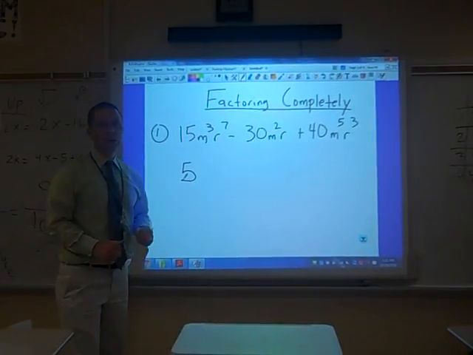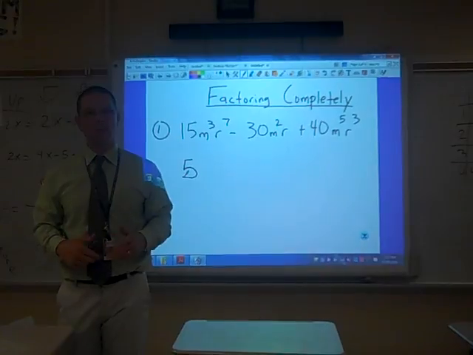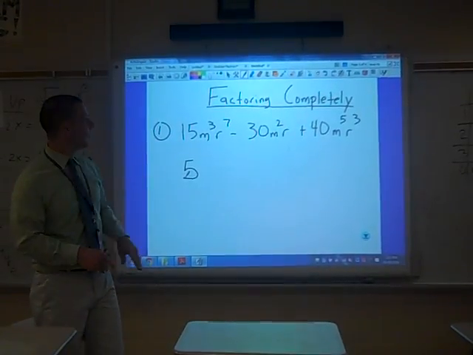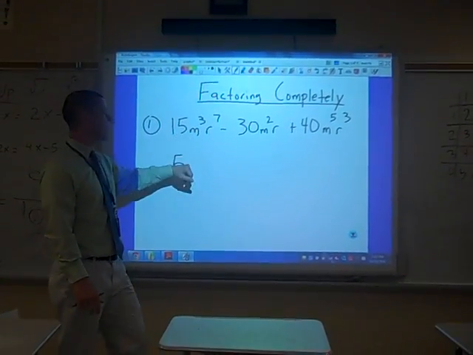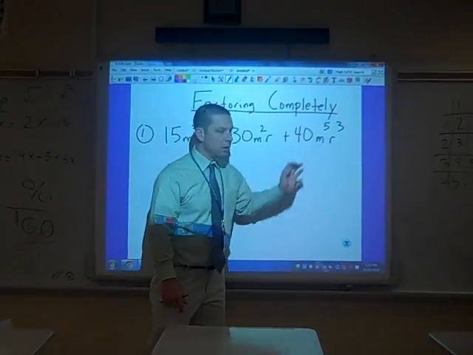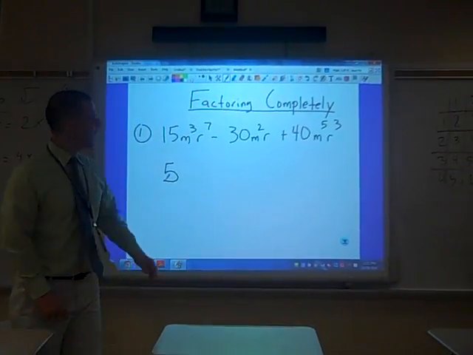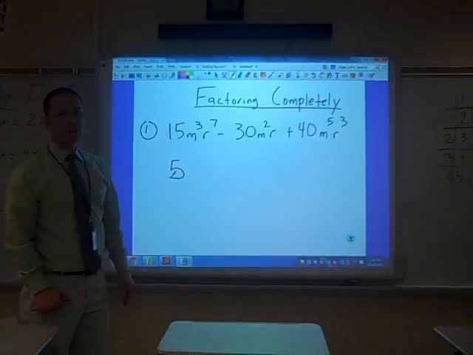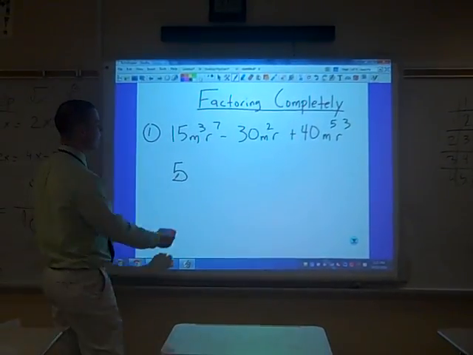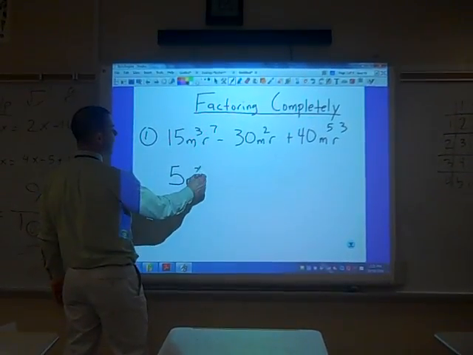So I will factor out 5. Now we've got to look at the variable parts. Are there some common factors among all the variables? So let's look at the m's. We have m cubed, m squared, and m to the 5th power. Well, what we can do is just look for the m with the lowest power, and that would be m squared, so that's all that these three terms have in common.